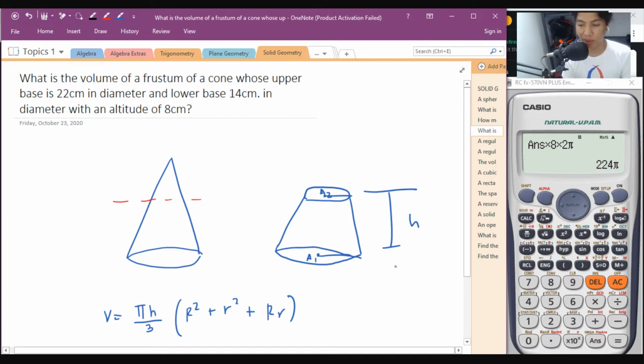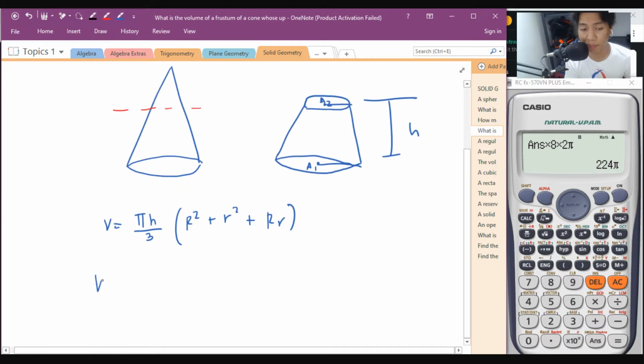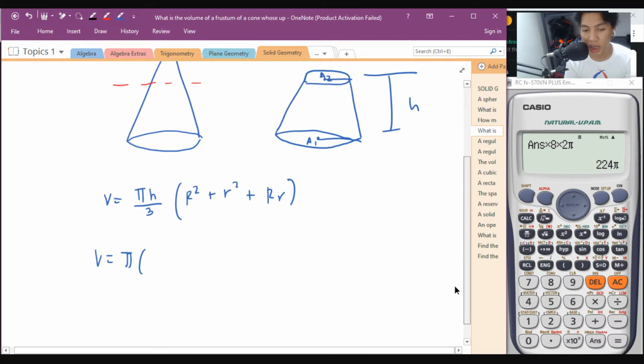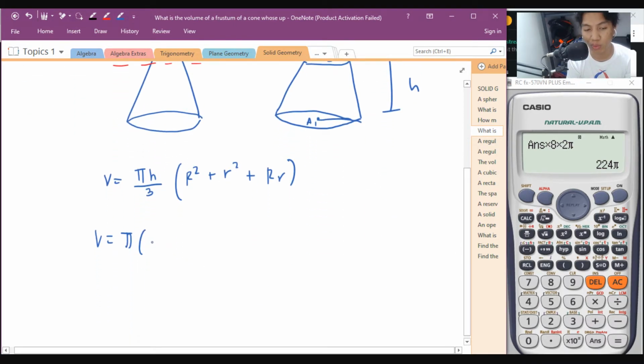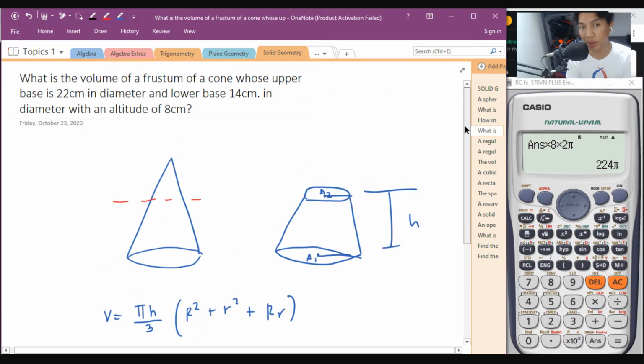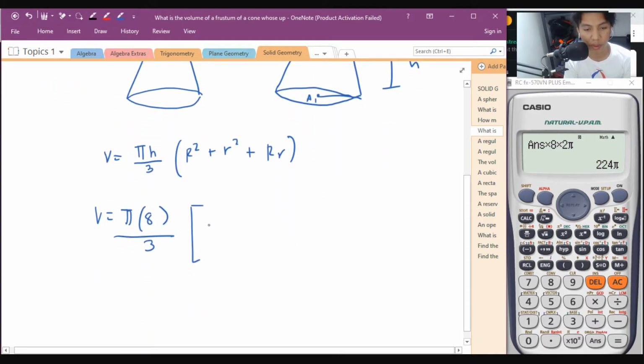So, we can now solve for the volume. Ganun lang po kadali yun. Very basic ang pag-substitution. So, pi multiplied to the height. The given height there is 8 cm. The other word for height is altitude. 8 cm. Divide by 3. Multiplied to. Ano yung unang radius? The unang radius is diameter to, kalahati. And then kalahati nito. Ibig sabihin 11 and 7. 11 squared plus 7 squared plus 11 times 7.